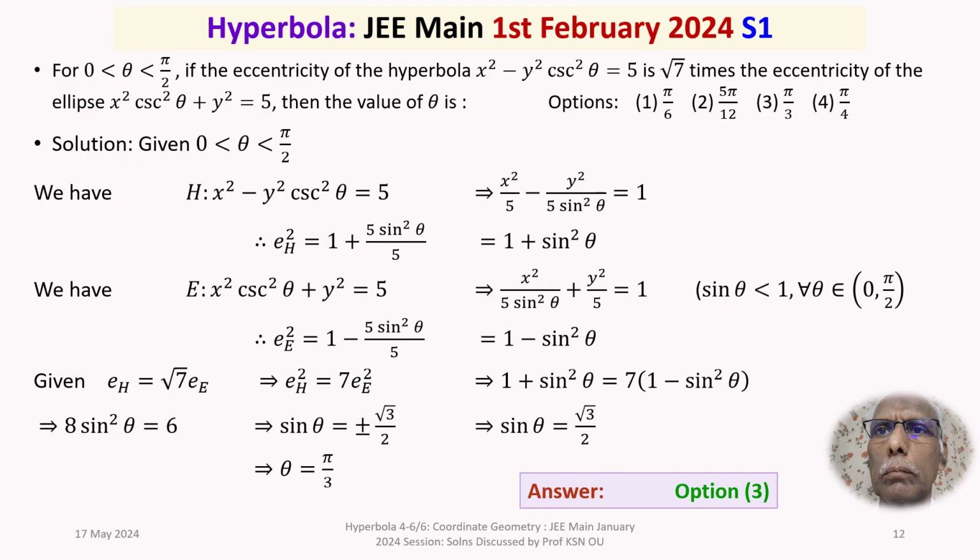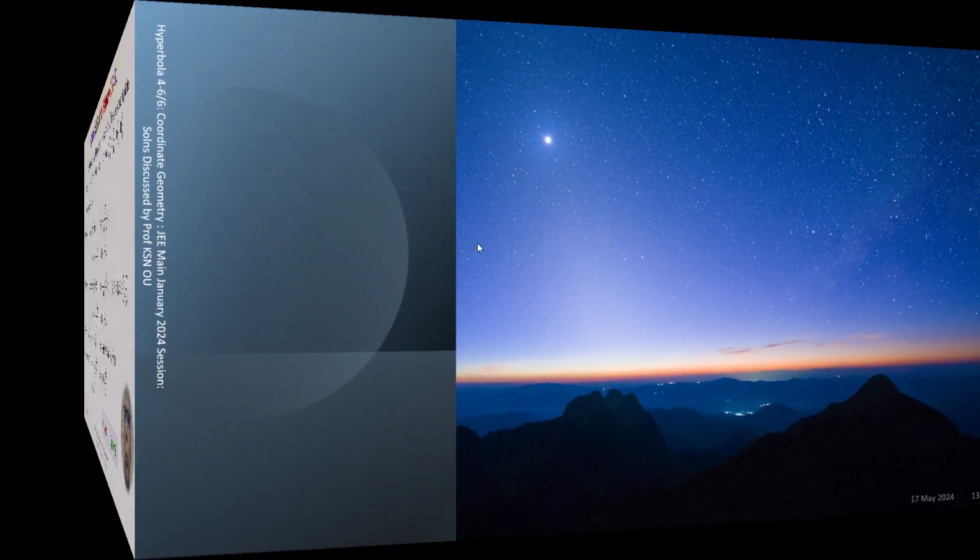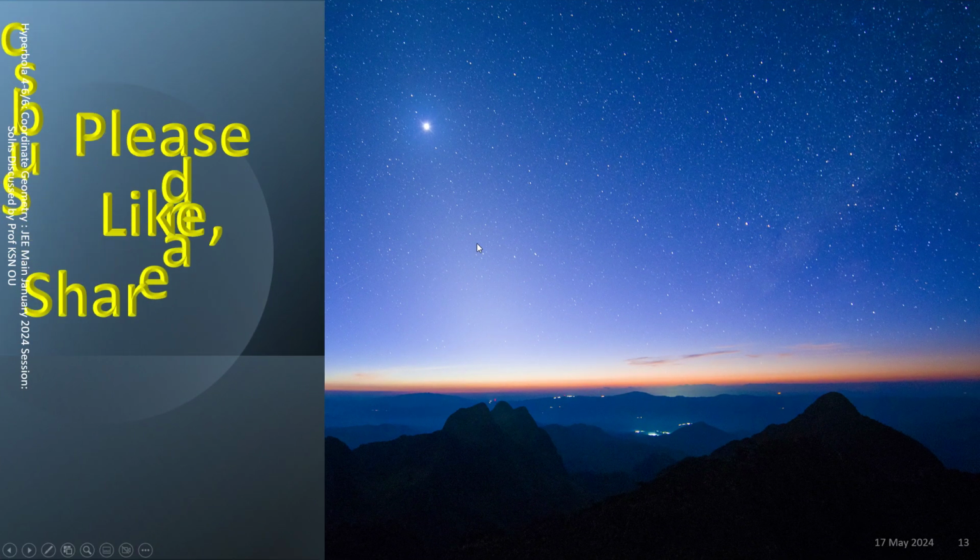And in this video, we have discussed the question numbers 4, 5, 6, and we discussed their solutions in detail. These three questions are from hyperbola, from coordinate geometry, which have appeared in the JEE Main January 2024 session. I am sure that you have understood the solutions of these three questions, and I wish you all the best. Thank you.